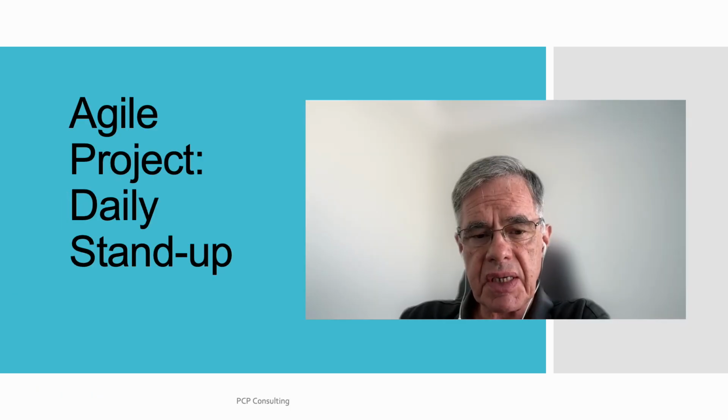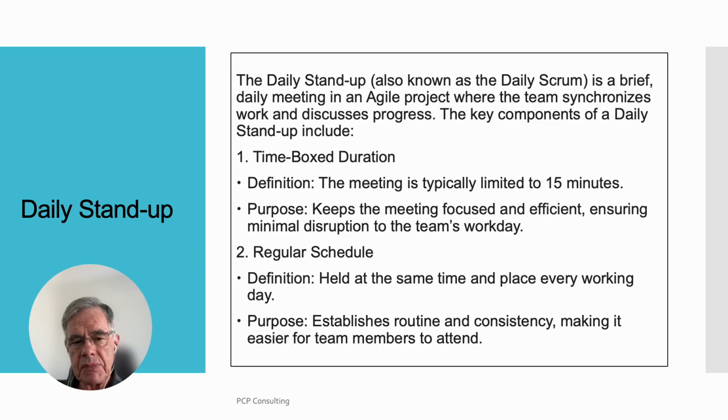Agile Project Daily Stand-Up. The Daily Stand-Up, also known as the Daily Scrum, is a brief daily meeting in an Agile project where the team synchronizes work and discusses progress. The key components of a daily stand-up include time box duration. Definition: the meeting is typically limited to 15 minutes. Purpose: keeps the meeting focused and efficient, ensuring minimal disruption to the team's workday.